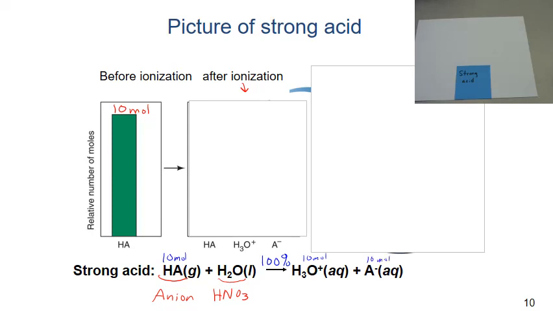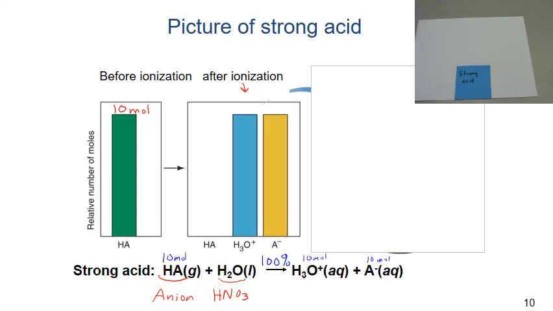Now the bar chart would end up looking like this, where the H3O+ and the A- are equal to each other, and they're also equal to the initial number of moles of HA, 10 moles. And the HA is decreased to 0 because that reaction is a 100% reaction. Now I know this may throw some people off, considering that they might think that 10 would go to 5 and 5.